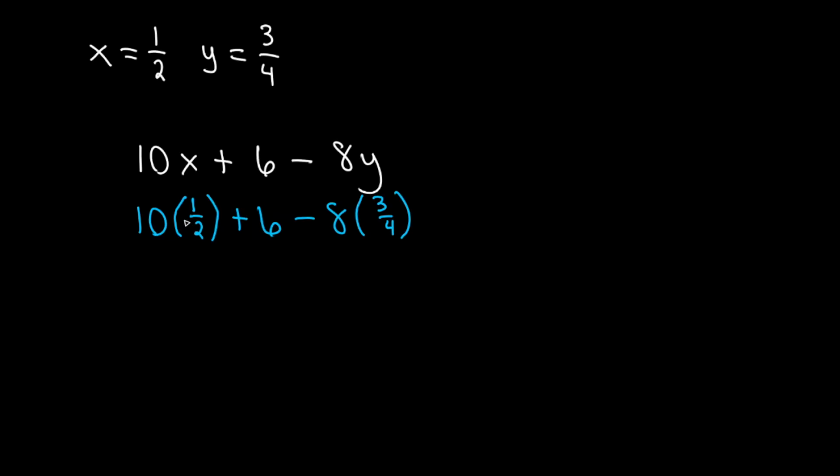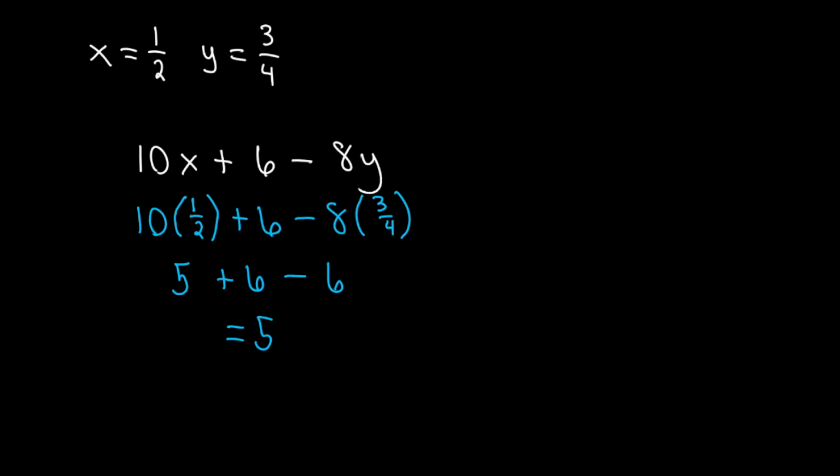What is 10 times 1/2, or 1/2 of 10? It's 5. We're adding it to 6, and we have to subtract out whatever 8 times 3/4 is, or what is 3/4 of 8, and it's 6. 5 plus 6 is 11. 11 minus 6 is taking us right back to 5 for our answer.